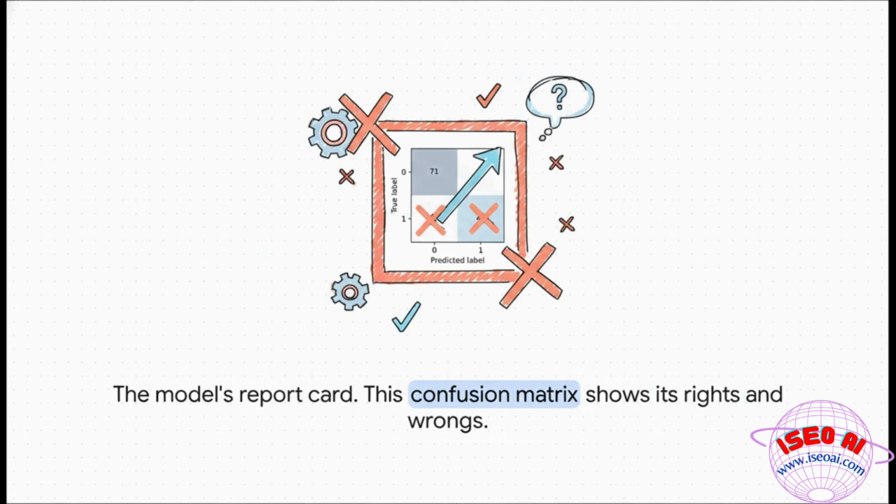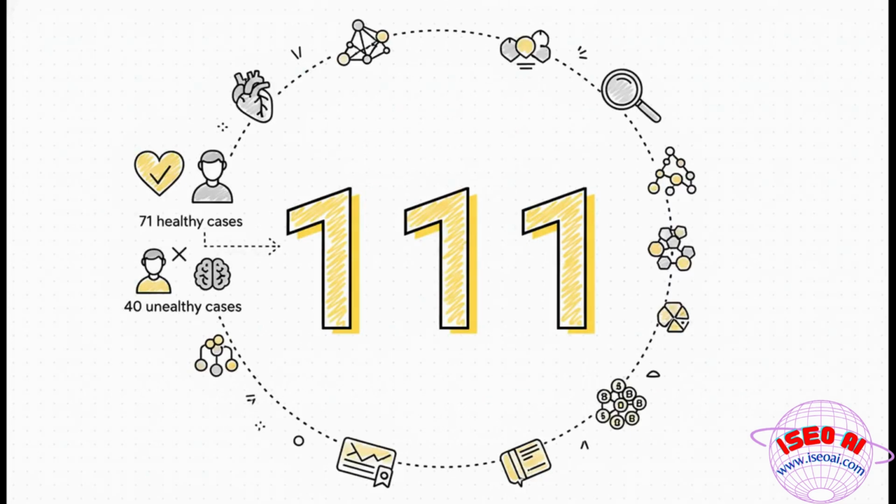That diagonal line of numbers going from the top left to the bottom right, those are all the correct predictions. Anything off that diagonal represents a mistake. It's a fantastic way to see a model's strengths and weaknesses at a glance. So for this particular model, which was trying to predict a medical condition, we can see it correctly identified 71 healthy cases and 40 unhealthy cases. That's fantastic. It got the answer right 111 times.